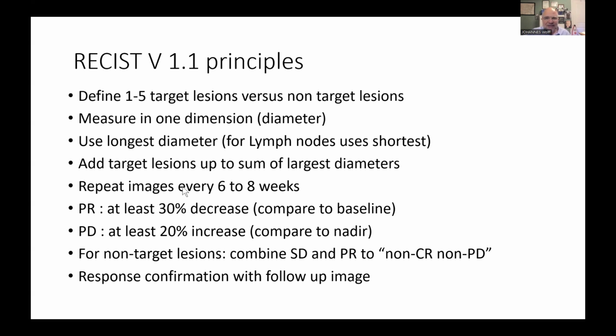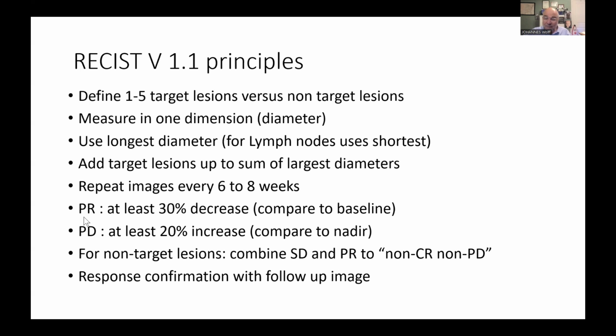The image is repeated every 6 to 8 weeks, and when we repeat images and compare them, then we can determine if things grew or shrank. And there are two numbers that you need to remember: 30% decrease or 20% increase. So CR, complete remission, complete response, does not require any measurements. Everything is gone, that's CR.